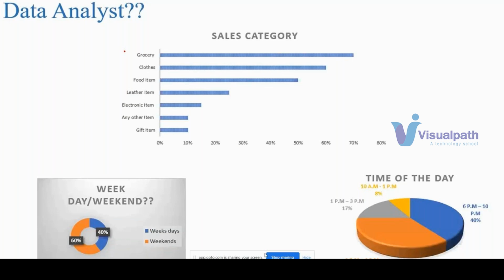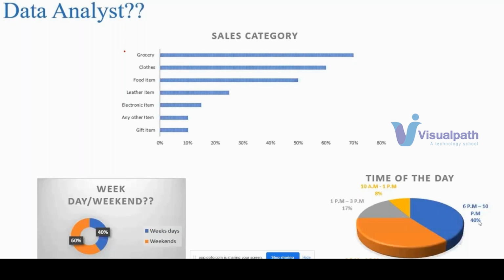Similarly, if we see the time of the day in the third graph, we can see the time when most of the customers are coming. That is 3 p.m. to 6 p.m. is the second one, and the first one is 6 p.m. to 10 p.m., at 40%. So similarly we can give offers and everything in this particular time range, 6 p.m.